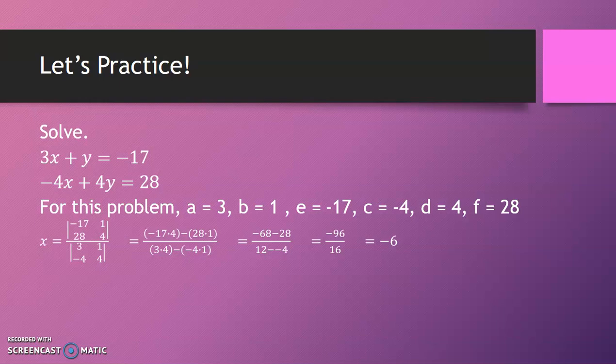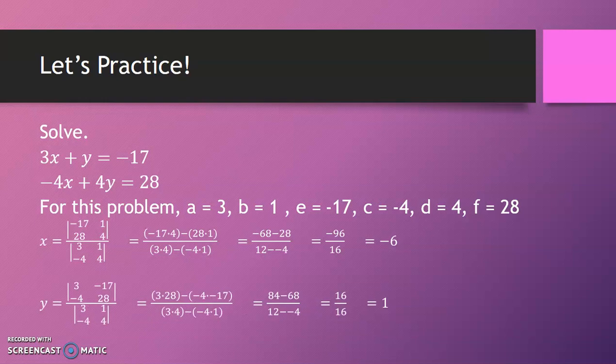So I have negative 17 times 4 minus 28 times 1 on top, 3 times 4 minus negative 4 times 1 on the bottom. Now I evaluate, so I have negative 68 minus 28 over 12 minus a negative 4. And that simplifies to negative 96 over 16. Now remember, fractions mean division, so I'm just going to take negative 96 divided by 16, and so I get negative 6. So x would equal negative 6 for this problem.